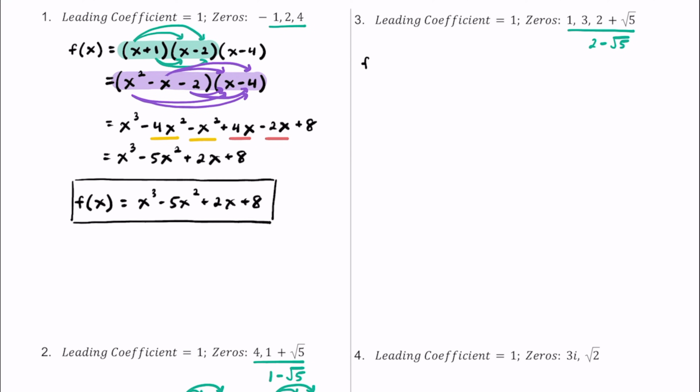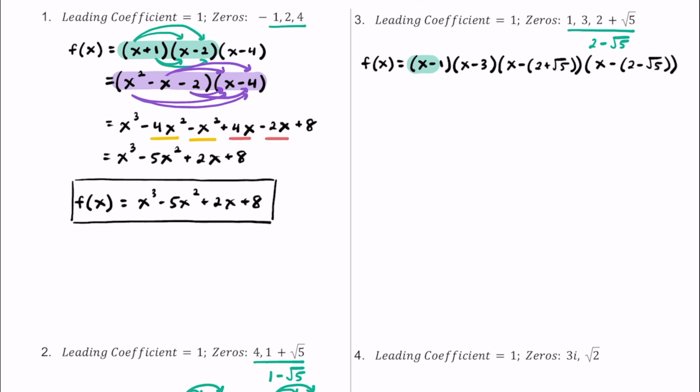Let's go ahead and start by writing our polynomial in factored form. So we have f of x is equal to, our first one's going to be x minus 1 to take care of that positive 1 we have. Then we have a x minus 3 to take care of the positive 3 we have. Then for the 2 plus root 5, we're going to say x minus the quantity of 2 plus the square root of 5. And then we're going to have one more, we're going to say x minus the quantity of 2 minus the square root of 5. So this would be the completely factored form for this polynomial.